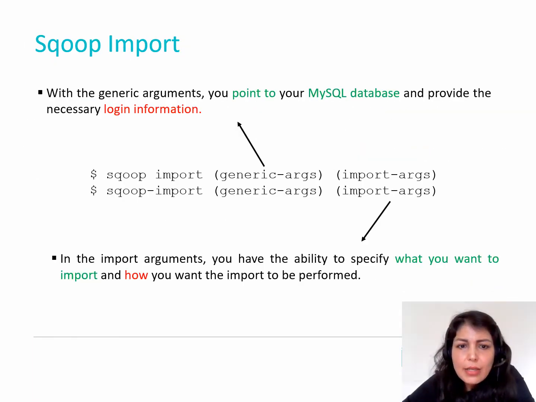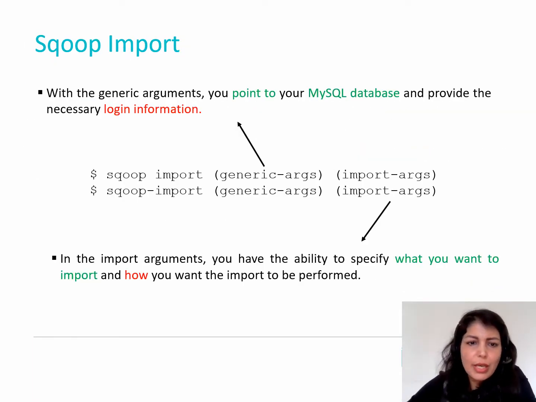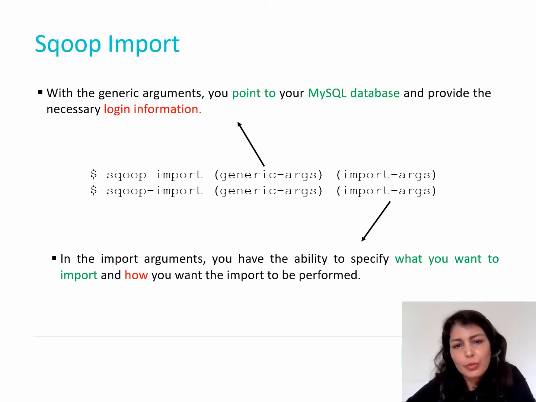Here is the syntax of a Sqoop import. As you can see here, you just need to write a Sqoop import. You can use a space, or you can put a dash between Sqoop and import. And then you will have two sets of arguments, generic arguments and import arguments.